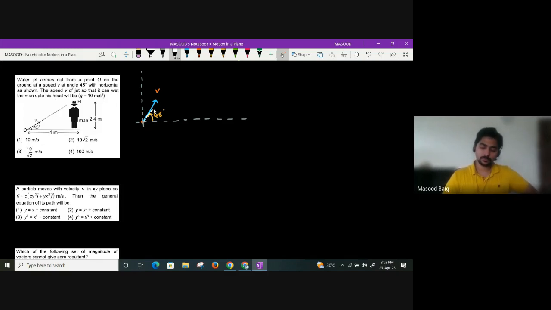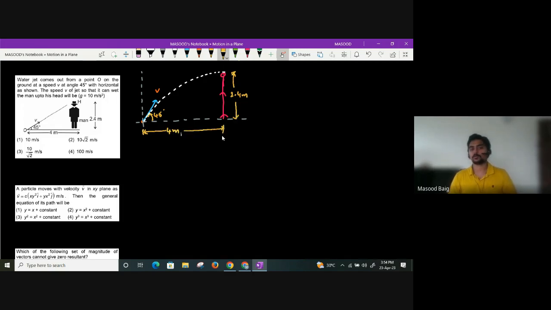Now he is saying the speed v such that it can wet the man up to his head. So is this the path followed or not? For the man to get wet up to his head, the water jet coming out should pass through the head of the man or above the head of the man. The height of the man has been given as 2.4 meters. And the range is given as 4 meters, beta. They are asking what the speed is going to be. So it has two components, one x component, other y component. Yes or no, all of you?